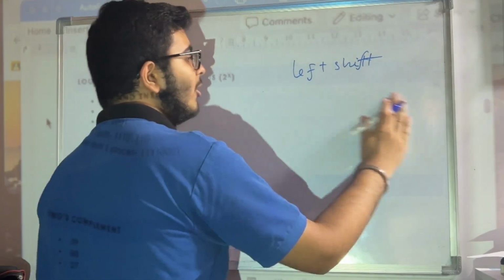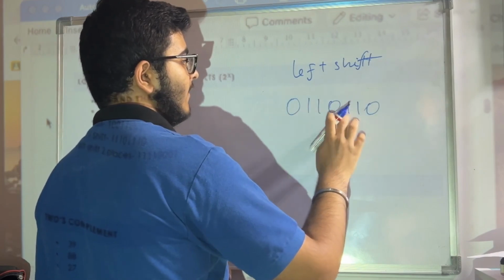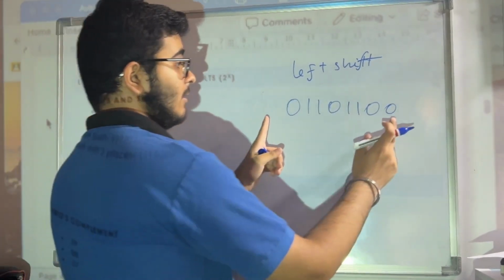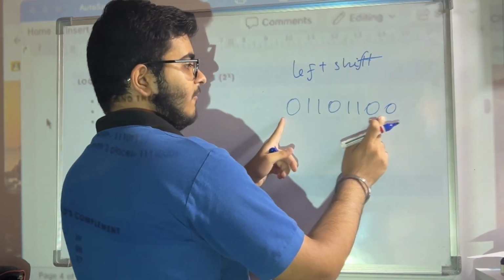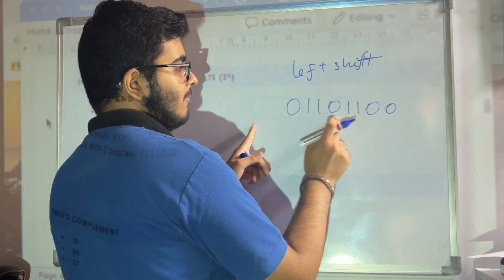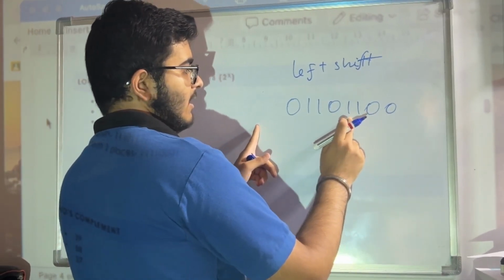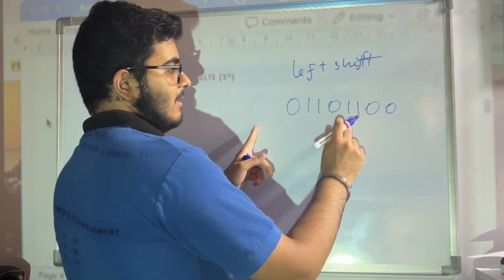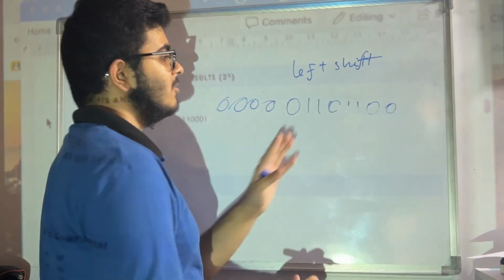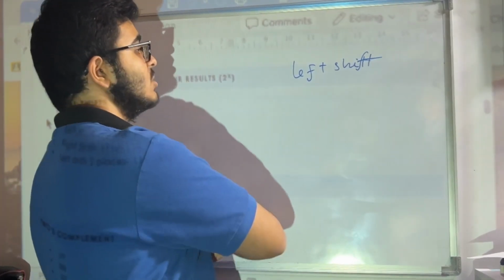Suppose I need to do 4 places. 0 1 1 0 1 1 0, 1 2 3 4 5 6 7 8. Suppose I have to shift 4 places. This is my number. First place, second place, third place, fourth place. So I have shifted 4 places, which means I'm going to add 4 zeros here and this whole part is going to be removed from here. Right? This is called a left shift.